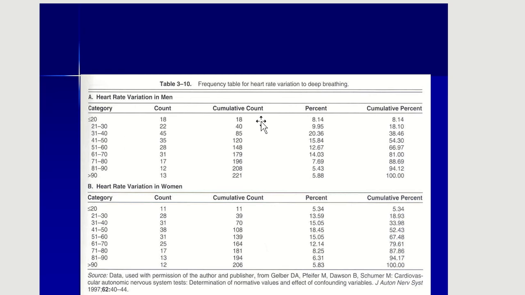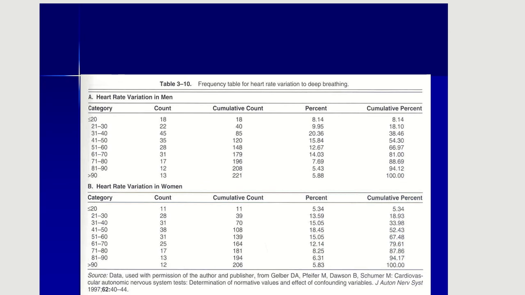Okay, for cumulative count, you're just adding up the 18 and 22, you get 40. Then you add 40, whatever you got, to the 45, you get 85, and you add up until you reach the last value, which is 221, meaning that you actually have 221 men. And if you want to know how many women you have, you look at the cumulative count right at the end. You have 206 women. And same idea for the percentages and the cumulative percentages. Obviously, the cumulative percentage has to add up to 100.